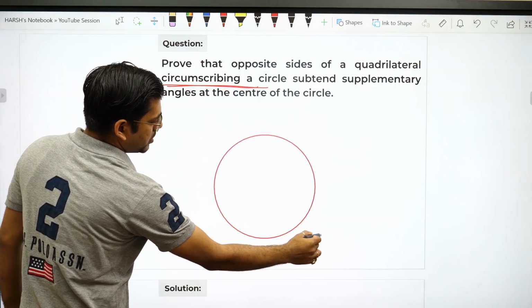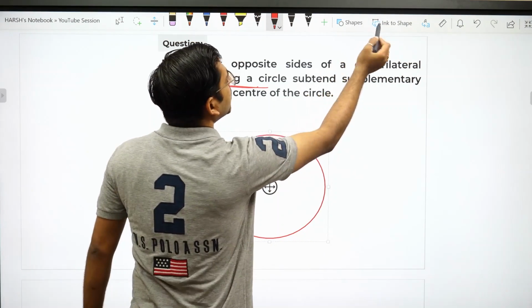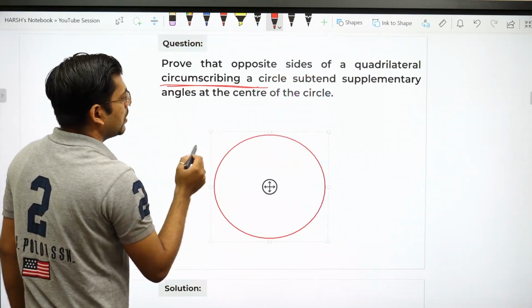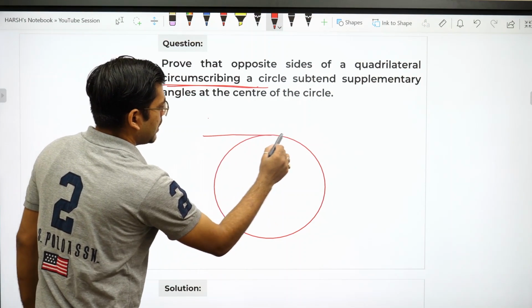This looks good, isn't it? Yes, this looks good. Now, I'll draw a quadrilateral.